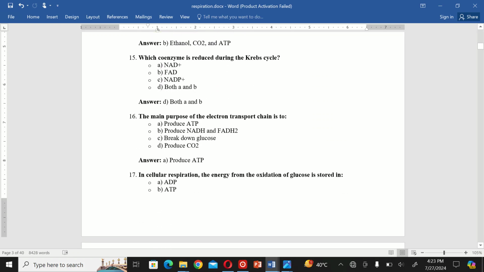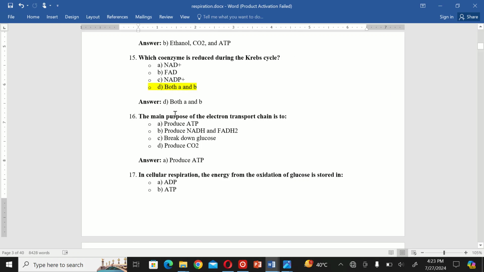The next MCQ is: which coenzyme is reduced during the Krebs cycle? A. NAD plus, B. FAD, C. NADP plus, and D. Both A and B. So the correct option is D, both A and B.